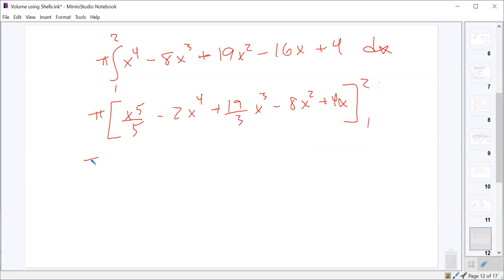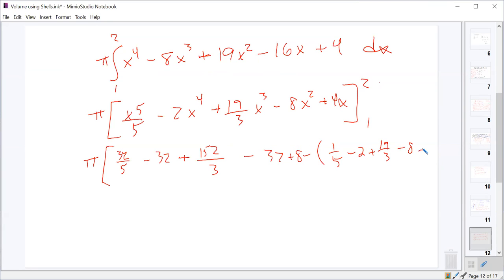And from there, it's just arithmetic. The arithmetic's not so pleasant, but that's fine. 32 fifths minus 32. What's 8 times 19? That must be 152. Plus 152 over 3 minus 32 plus 8, and then minus a fifth minus 2 plus 19 thirds minus 8 plus 4.